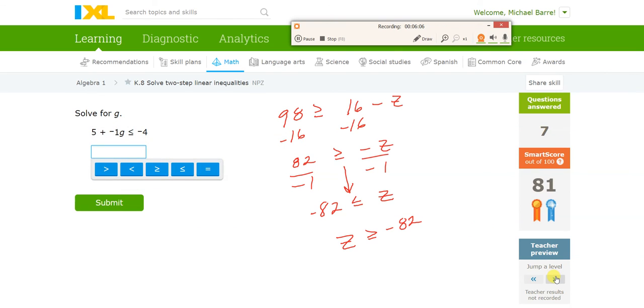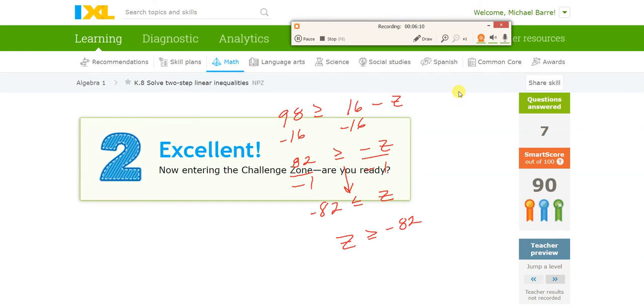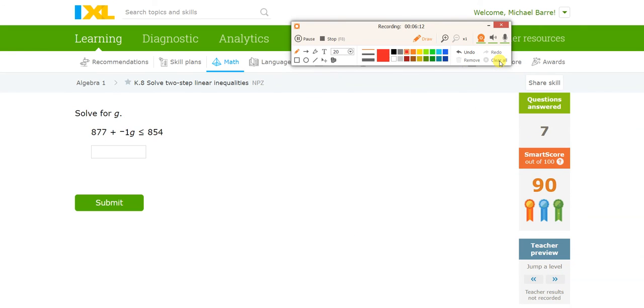Gonna jump a level. I don't see anything crazy there. I don't see anything crazy here either. Subtract 877, divide both sides by -1. Make sure you flip the inequality symbol.